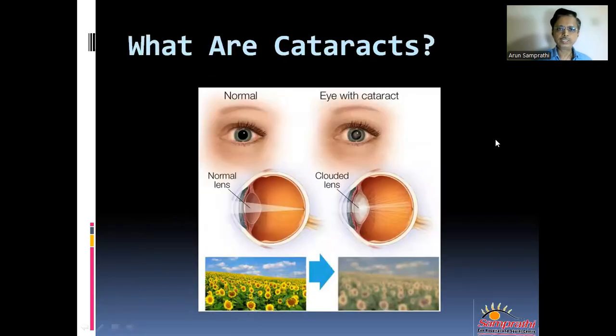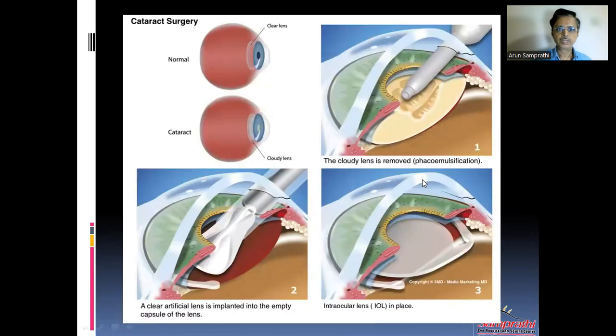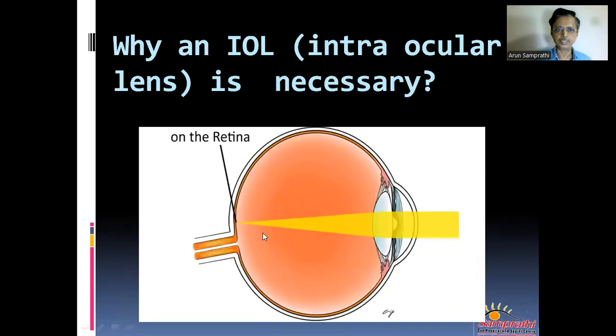So first of all, what is cataract? Cataract is basically opacification of the natural lens which God has given us. This lens is transparent and will normally allow 100% of the light to go through. Whereas when it becomes opaque, the light is not able to pass through the lens, and thus the need for a cataract surgery. During the cataract surgery, we remove this lens which is opaque and replace it with an artificial lens which is called the IOL, or the intraocular lens.